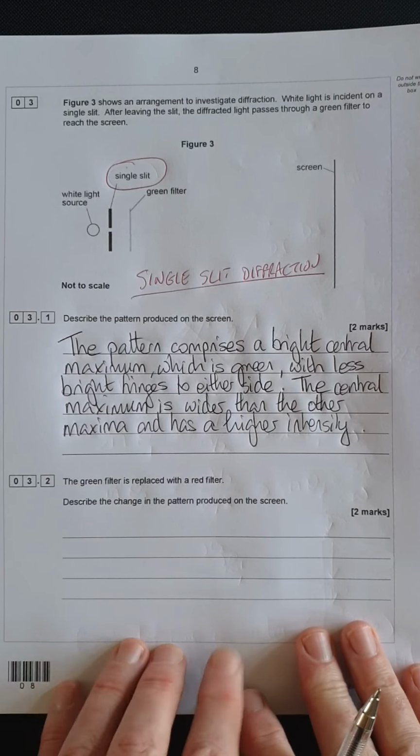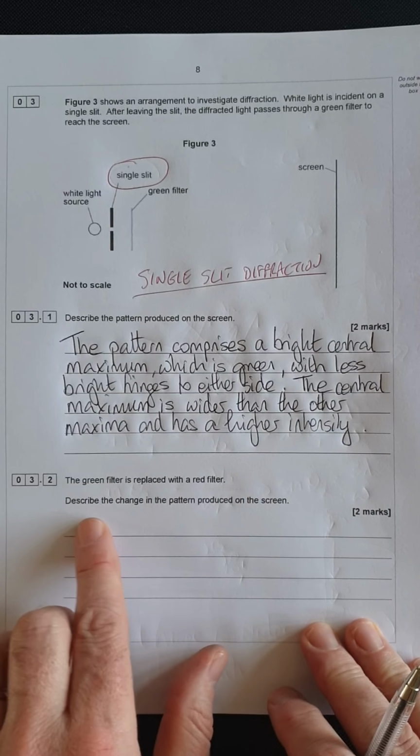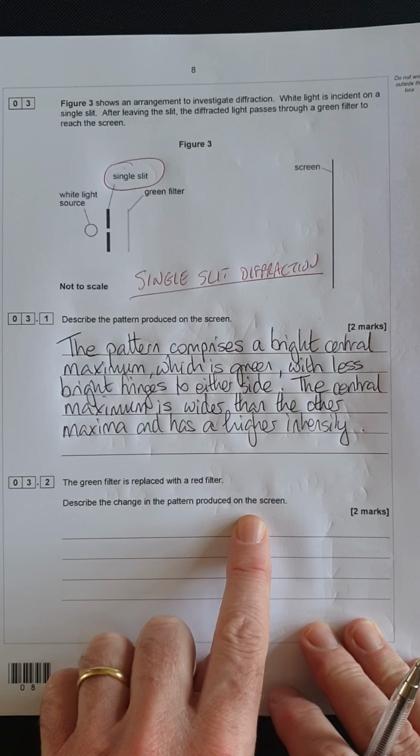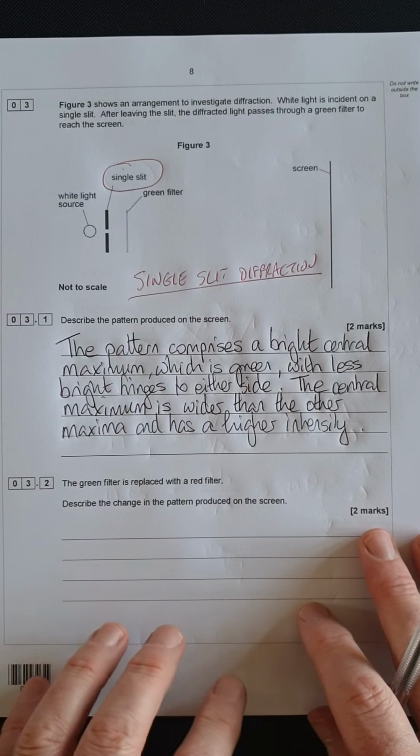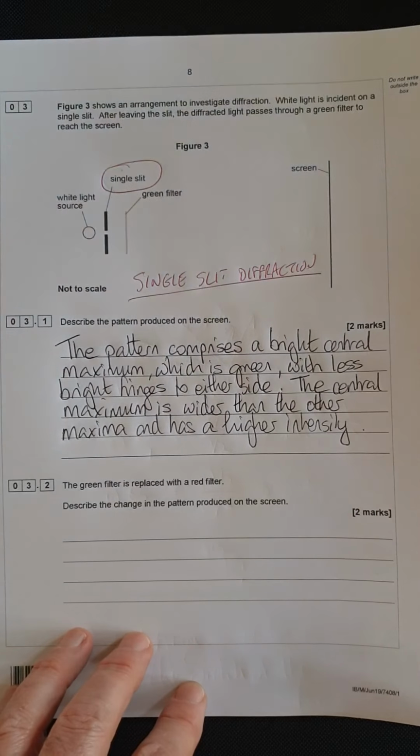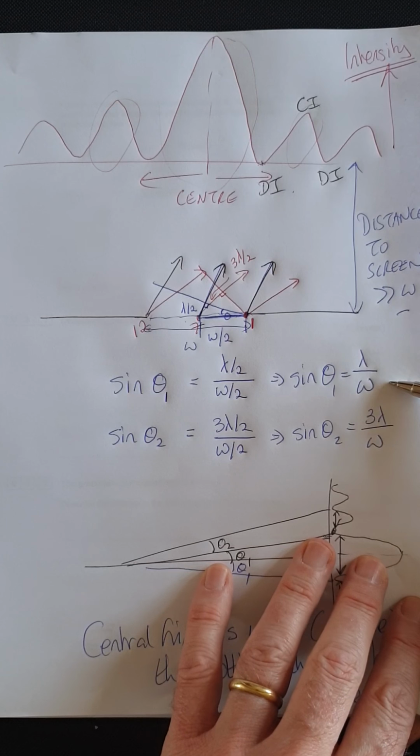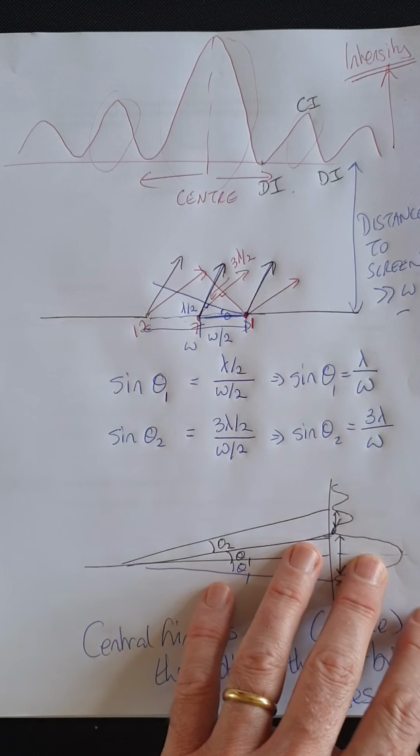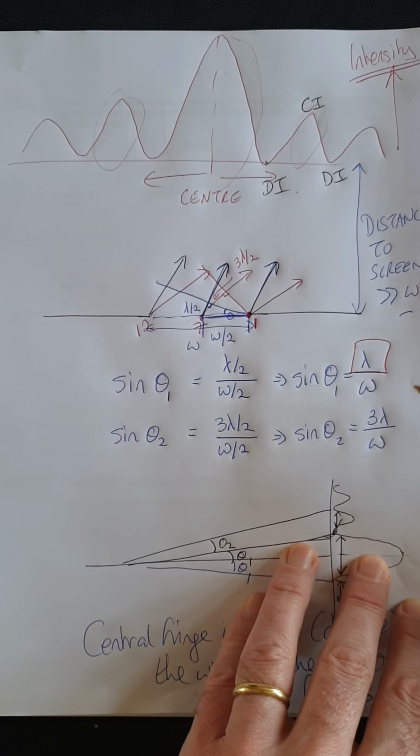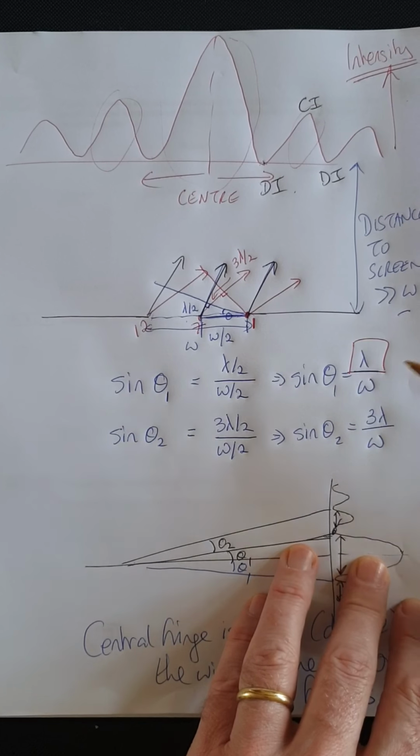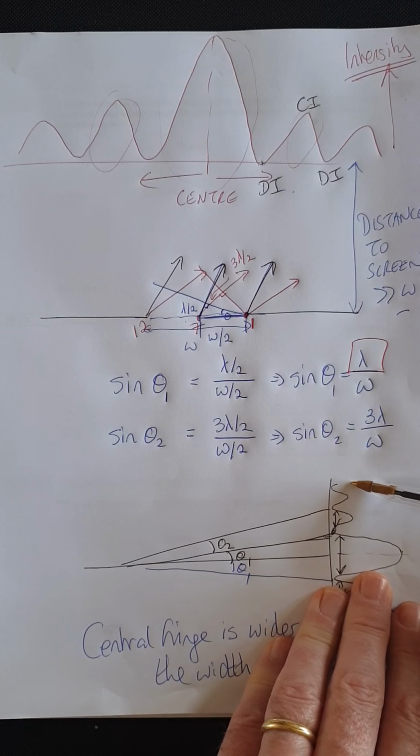Then we have the second part of this question, which says now the green filter is replaced by a red filter. Describe the change in the pattern produced on the screen. Now, again, we can understand this qualitatively, which is how we're going to answer the question. But if I go back to the mathematics, this answers the question very easily for us. We see that the angle depends on the wavelength. So when I go from green to red, that will increase the wavelength, and hence it will increase this angle and the subsequent angles.